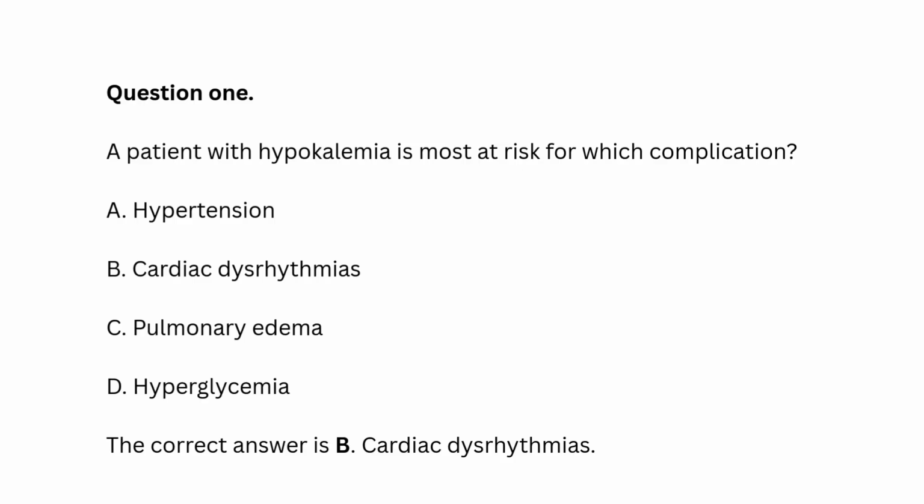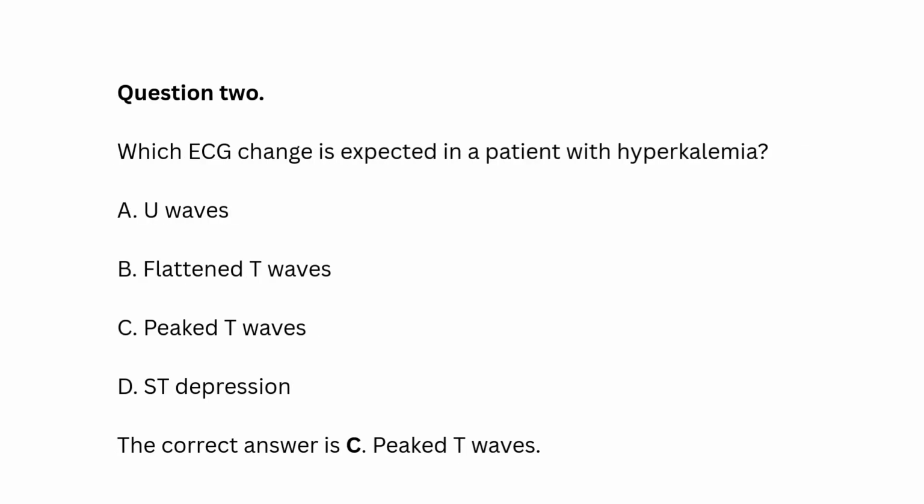Now let's practice with NCLEX-style questions. Question 1. A patient with hypokalemia is most at risk for which complication? A. Hypertension. B. Cardiac dysrhythmias. C. Pulmonary edema. D. Hyperglycemia. The correct answer is B. Cardiac dysrhythmias.